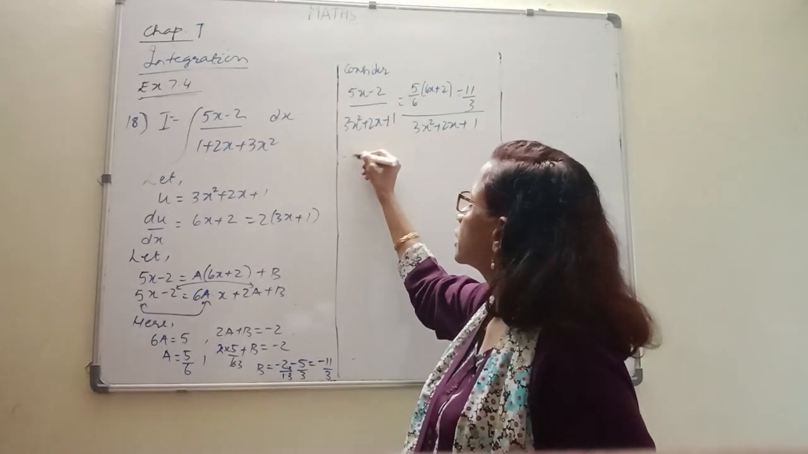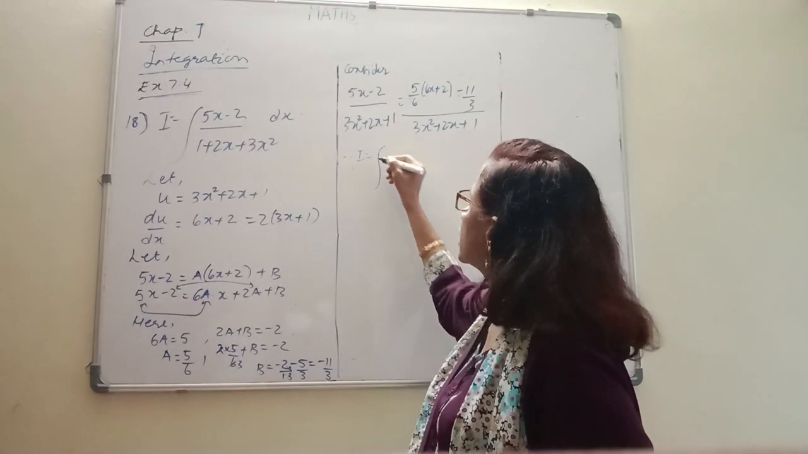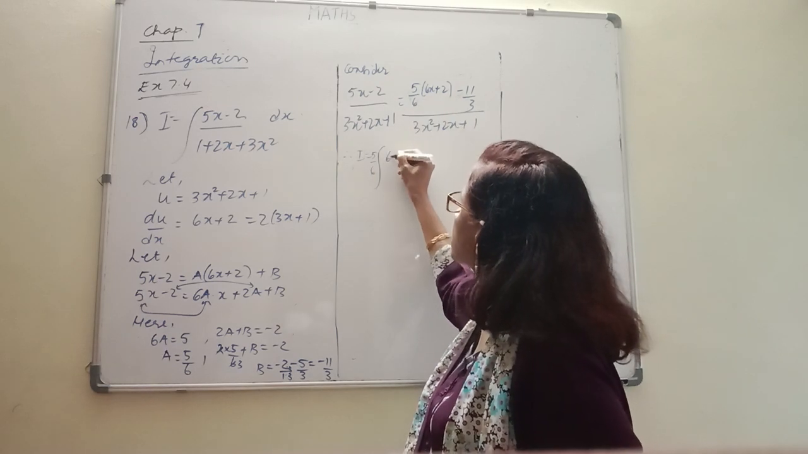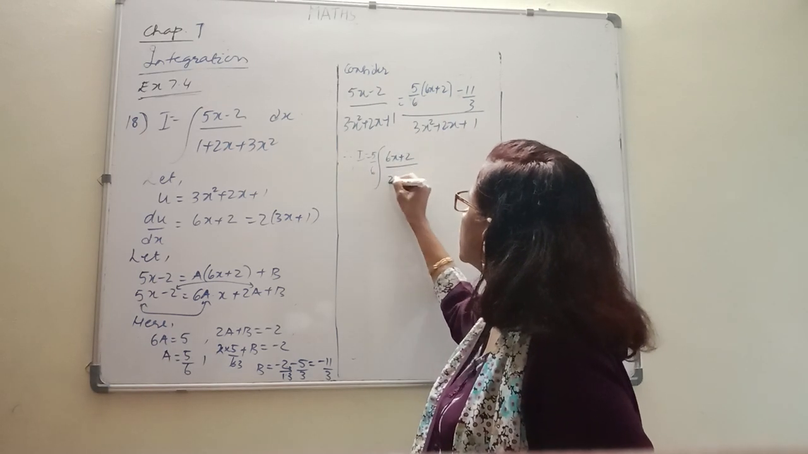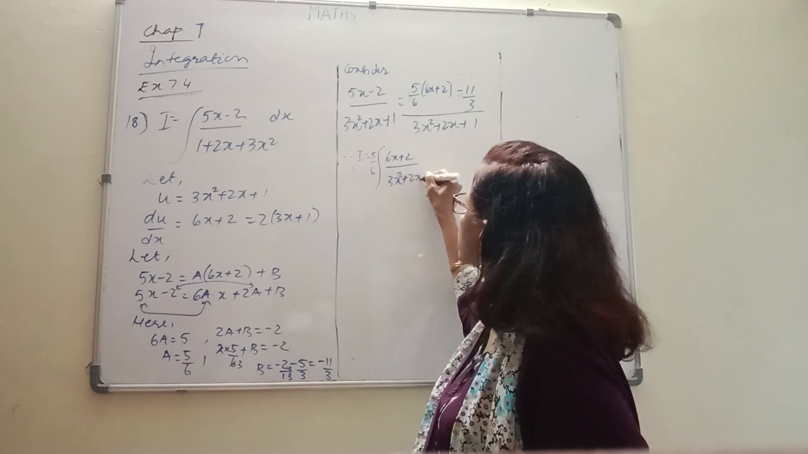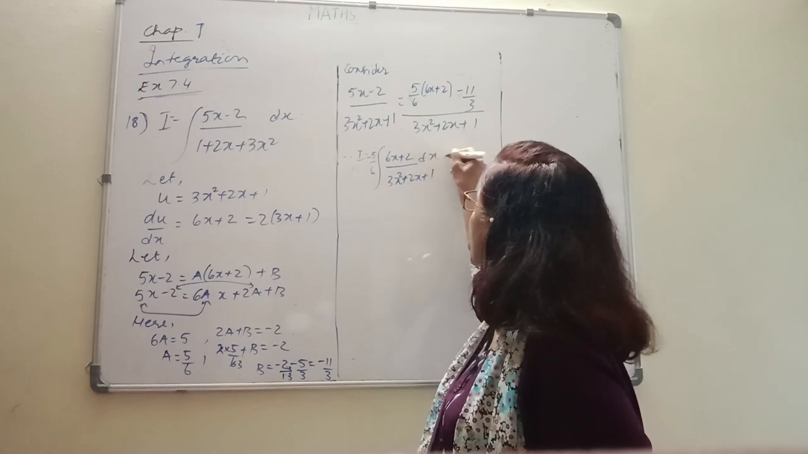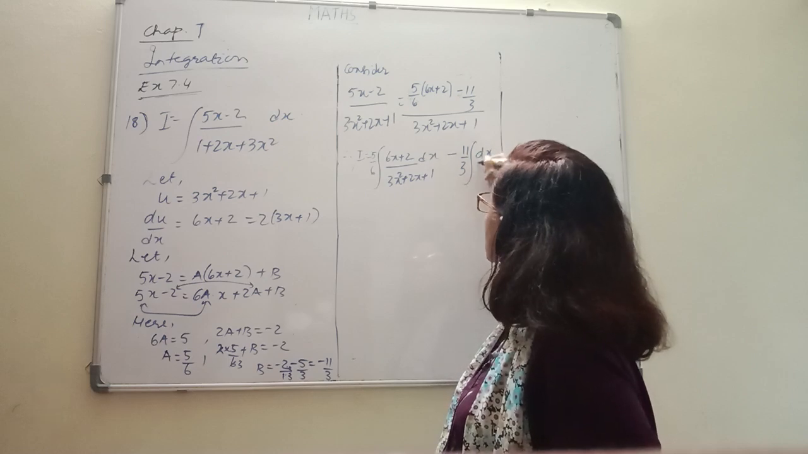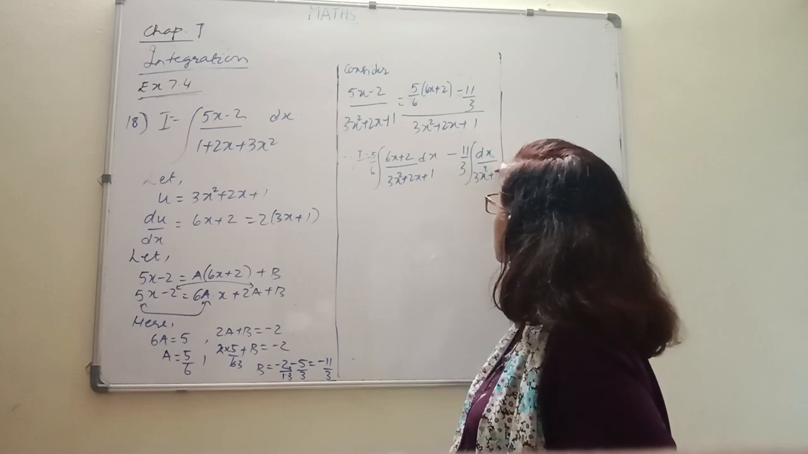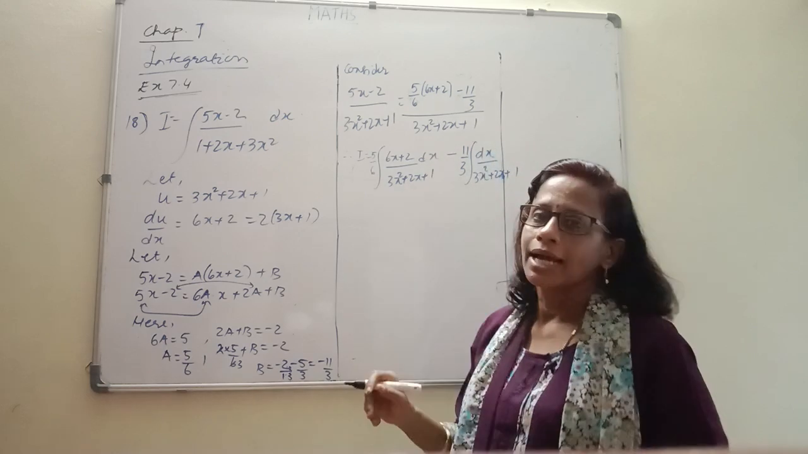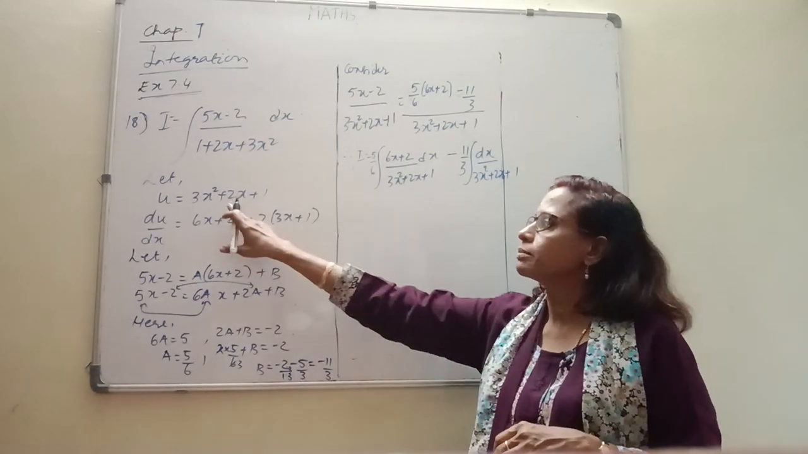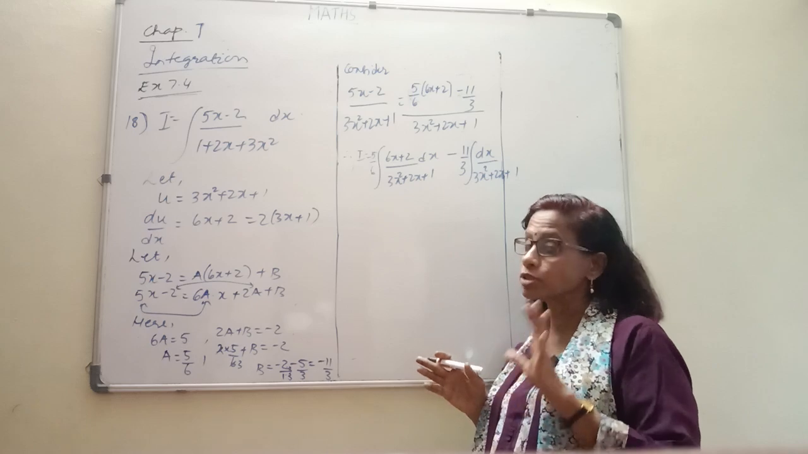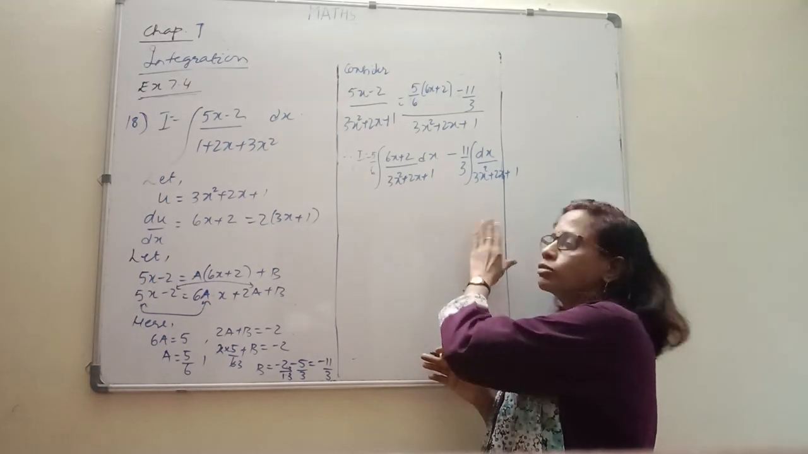What is the advantage? Your I is now becoming, you can have the 5 over 6 outside and separate these terms: 5 over 6 outside, integral of (6x plus 2) over (3x squared plus 2x plus 1) dx, and this term is going to be negative 11 over 3 outside, integral of dx over (3x squared plus 2x plus 1). We will suspend that for some time. The first part is easy, because you just have to implant it there, and it's going to be better. But the second part is not going to be so good. Why?